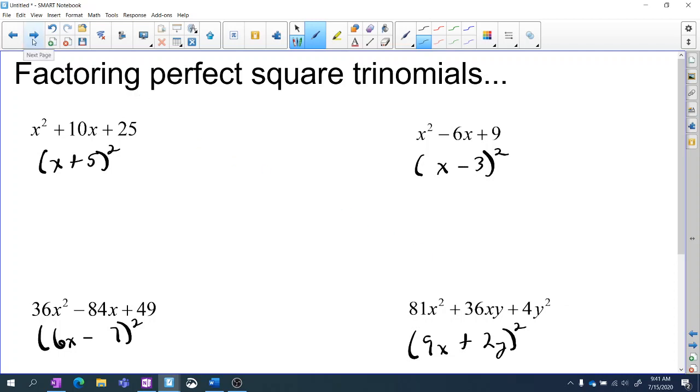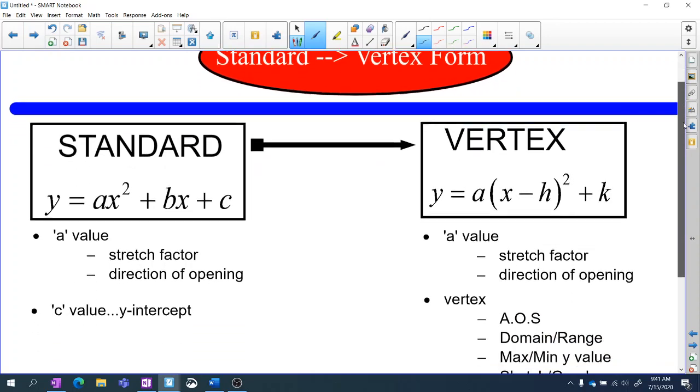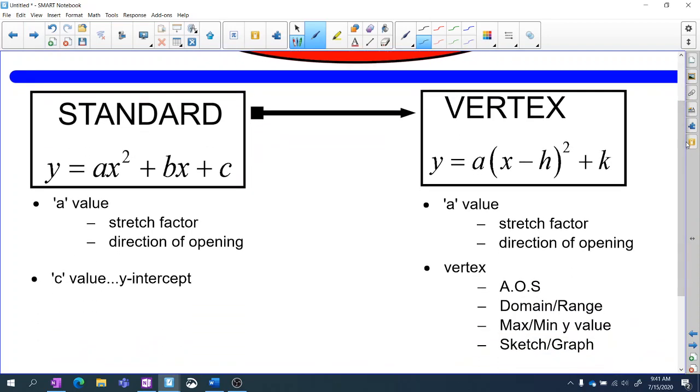Probably under normal conditions you should have seen that in grade 10, but if you haven't, that's okay. The last couple slides should be able to get you back up to speed. Just looking quickly at the 2 forms before we get into more detail into how to switch them. So in this form, your stretch factor is still going to be the number in front of your x squared. The c value becomes your y-intercept. This will also tell you whether it opens up or down.